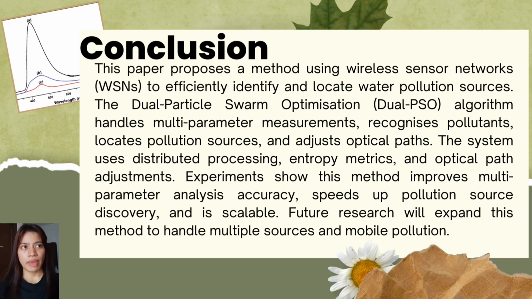For conclusion, this paper proposed a method using wireless sensor networks to efficiently identify and locate water pollution sources. The dual particle swarm optimization algorithm handles multi-parameter measurement, recognizes pollution, locates pollution sources, and adjusts optical paths. The system used distributed processing, entropy metrics, and optical path adjustment. Experiments show this method improves multi-parameter analysis accuracy, speeds up pollution source discovery, and is scalable. Future research will expand this method to handle multiple sources and mobile pollution.